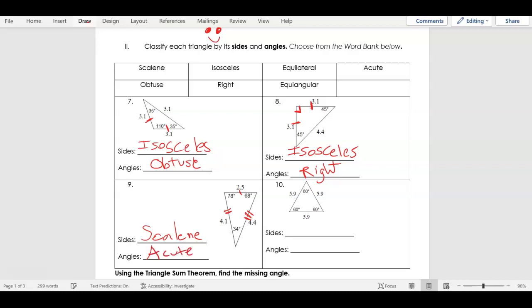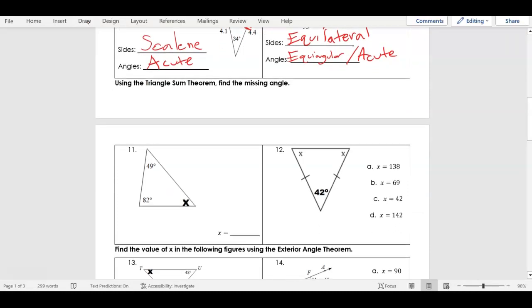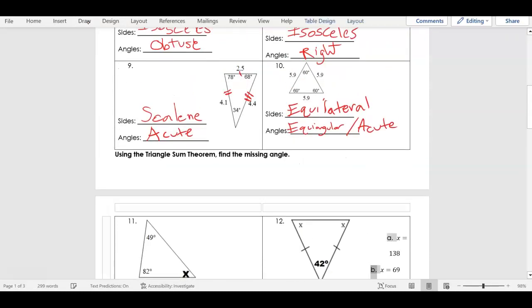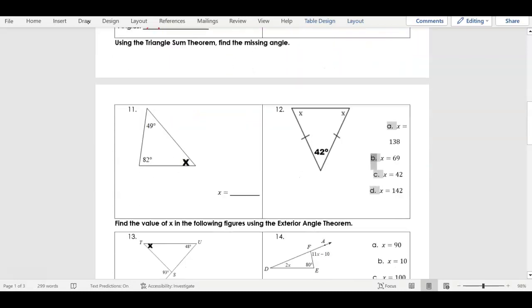Okay. Number 10, all the sides are the same, so it's equilateral. Equilateral, and then the angles are all less than 90, but they're all equal, so you could call it equiangular, or since they're all less than 90, you could just call them acute. Okay. So number 11.